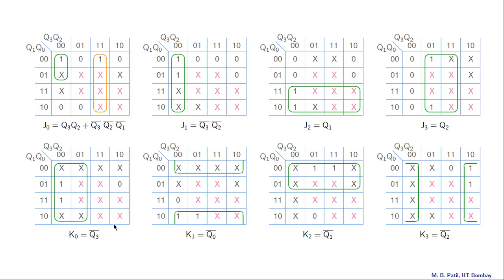Alright, now you can verify that all these other expressions are correct and they correspond to the maps given over here. So we have got K0 equal to Q3 bar, J1 equal to Q3 bar Q2 bar, K1 equal to Q0 bar, J2 equal to Q1, K2 equal to Q1 bar, J3 equal to Q2, and K3 equal to Q2 bar. We can now proceed to construct this counter with a circuit simulator and then simulate to check whether the counter does indeed follow the transition table that we set out to achieve.